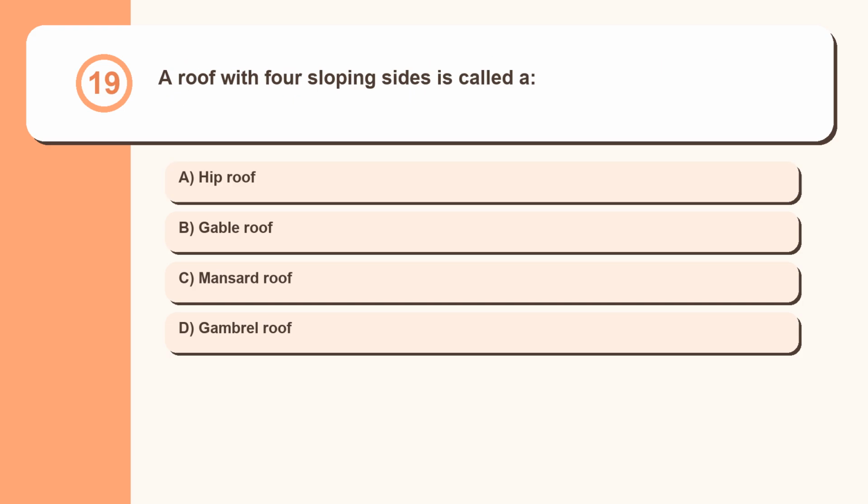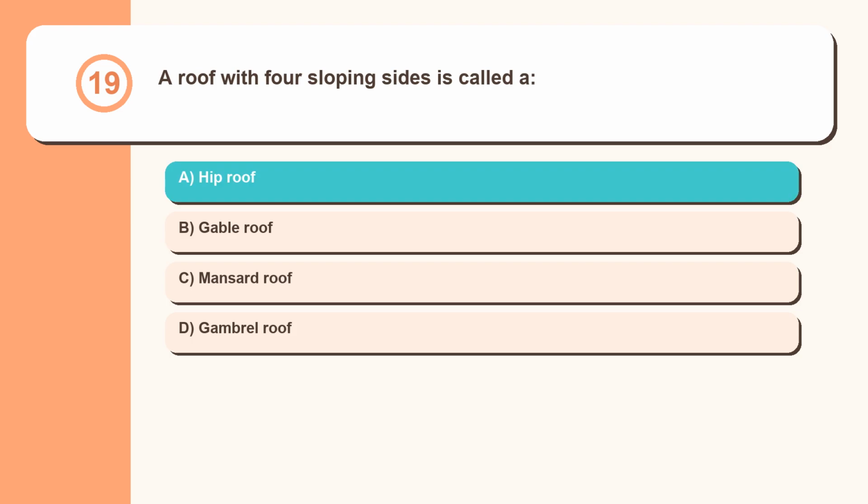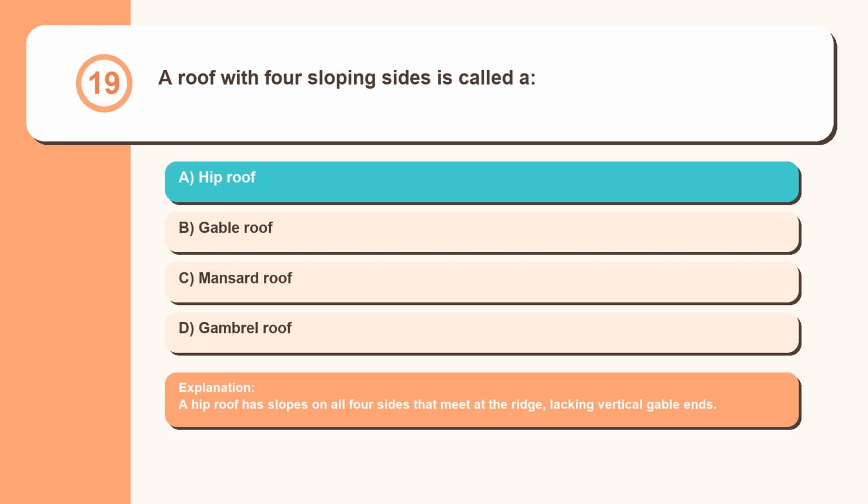Question 19. A roof with four sloping sides is called a hip roof, gable roof, mansard roof, gambrel roof. A hip roof has slopes on all four sides that meet at the ridge, lacking vertical gable ends.